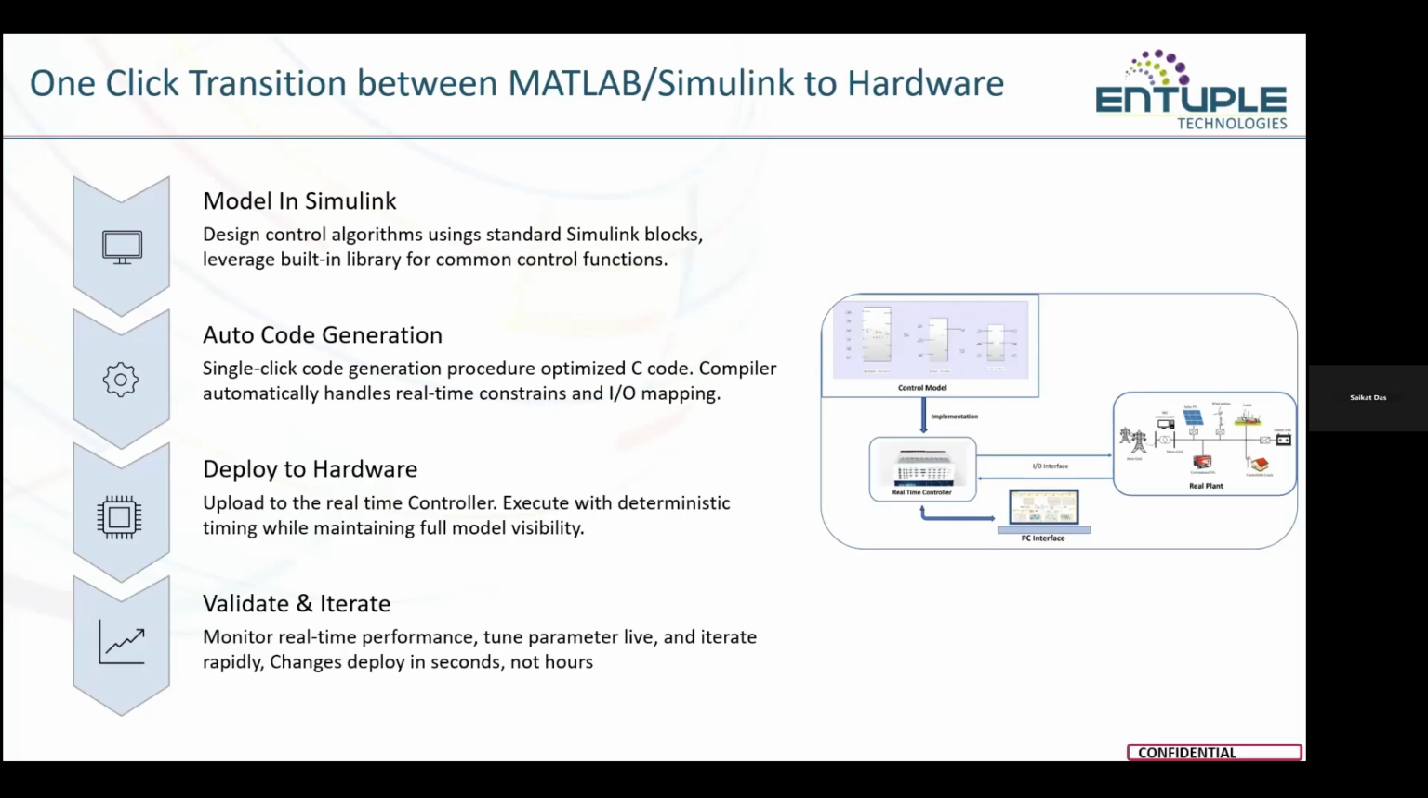On the right-hand side, the image is represented here. You can see it over here. From the control logic, we can directly generate the implementable code. That code we load to the real-time controller, and then we make the real plant connections. By connecting the PC, we can monitor all the IO interfaces and all the parameters, visualize them, and tune all the control loops in real time.